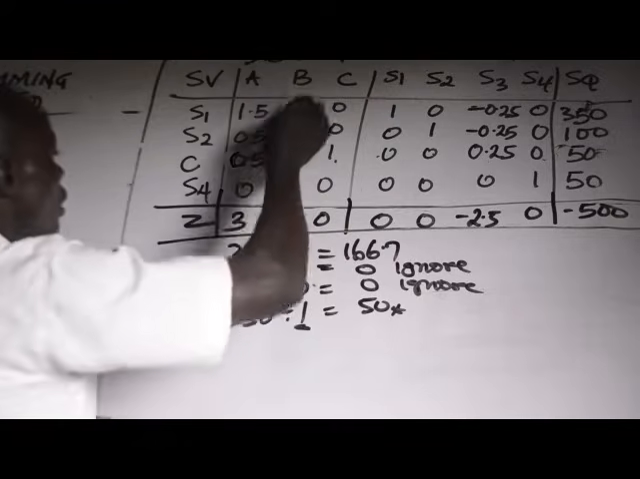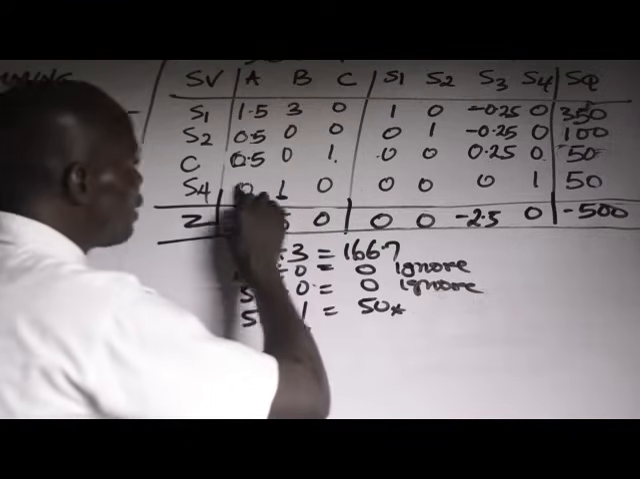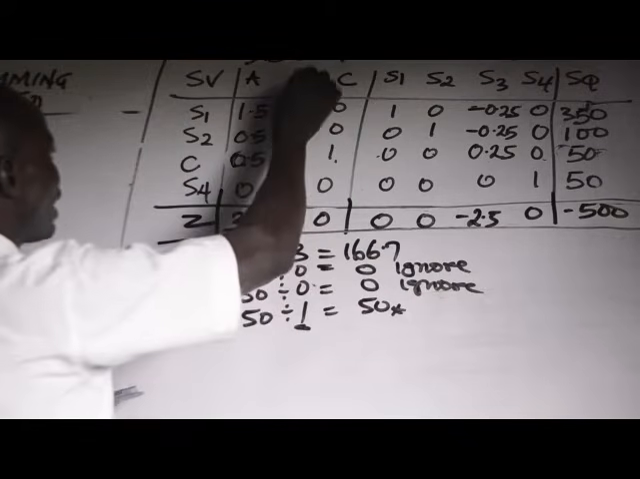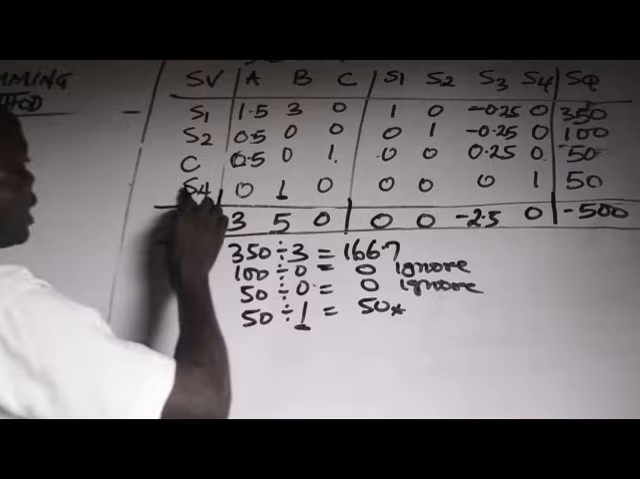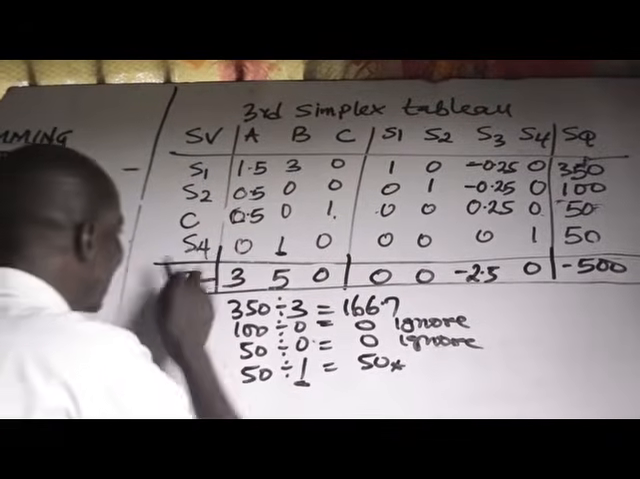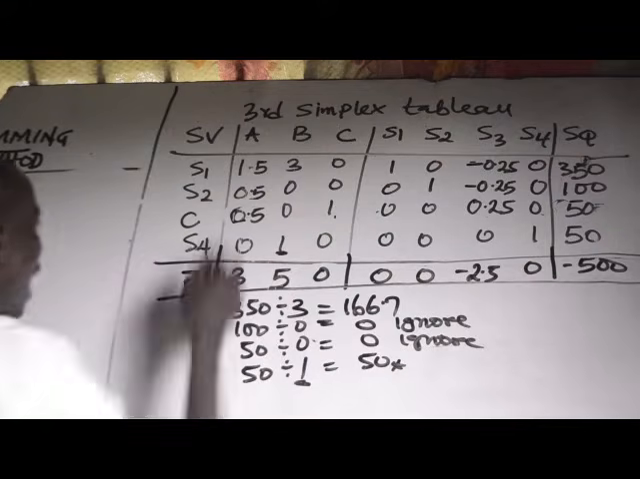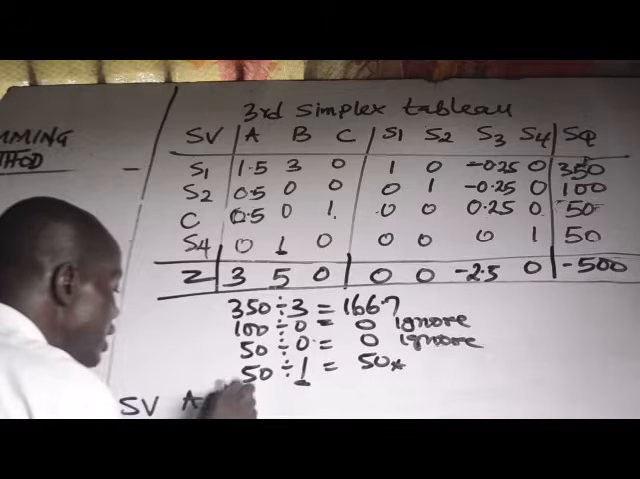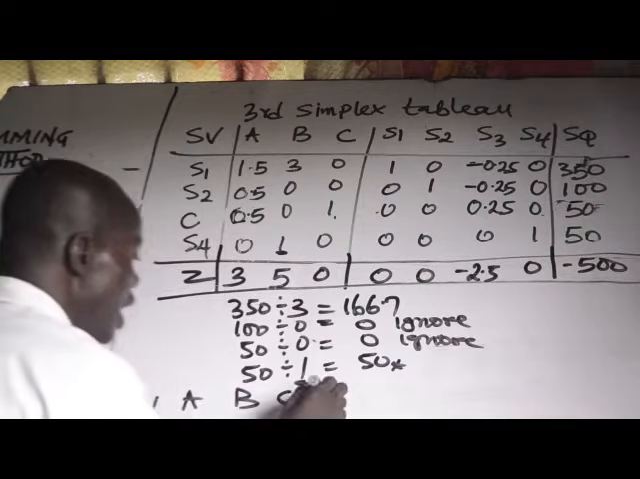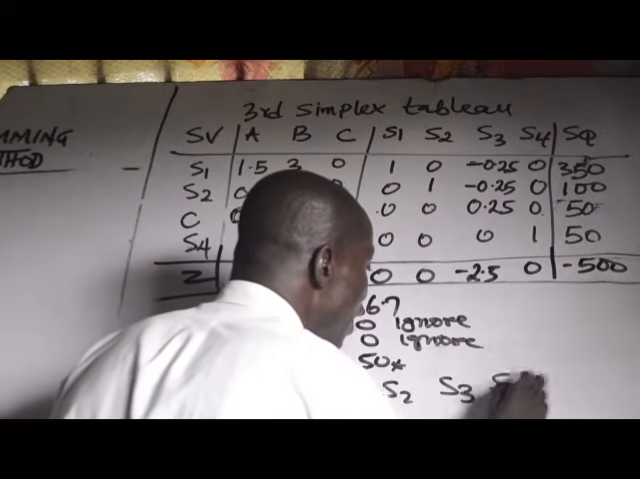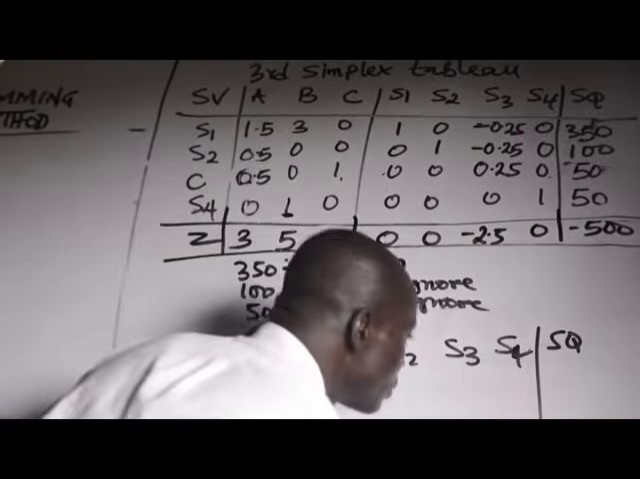So we also divide everything here by 1, but if you divide them by 1, it will still remain the same. I've told you that the letter you have in this column will replace whatever slack variable you have here. That means the S4 will disappear. So now our solution variables, we have A, B, C, S1, S2, S3, S4, and solution quantity.